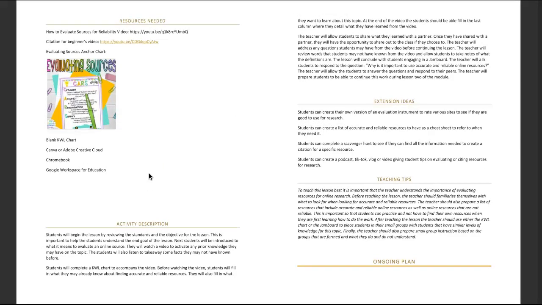We watched a video, "How to Evaluate Sources for Reliability, Citations for Beginners," to teach students how to evaluate sources as well. They were given this evaluating sources anchor chart where they used the acronym CARS: credibility, accuracy, reasonableness, and support, and that is what they were to rely on for determining if a source was reliable. They did a KWL chart to track their knowledge: what they knew before, what they wanted to know, and what they learned after the lesson.